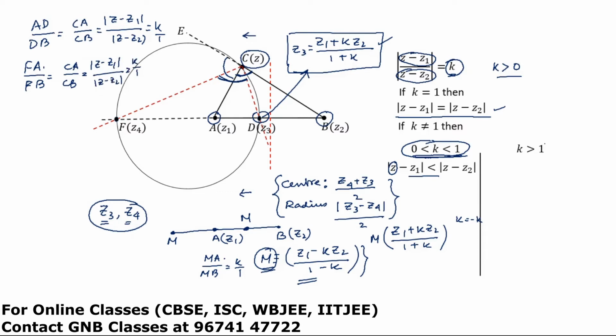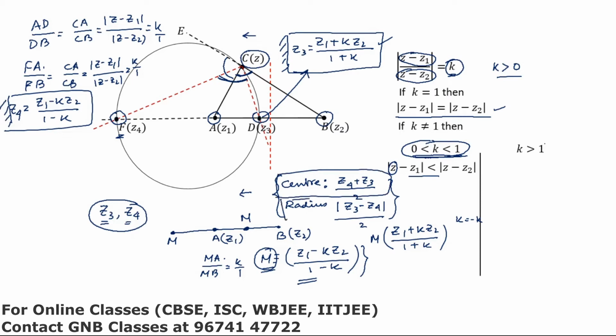Okay, so this point F is dividing the line joining AB externally in the ratio k is to 1. Therefore, the coordinate of F, or the complex number which is associated with F, Z4, will be nothing but Z1 minus KZ2 divided by 1 minus K. Is it clear? The moment you have Z3 and Z4 in your hand, you can easily find out its center as well as its radius.